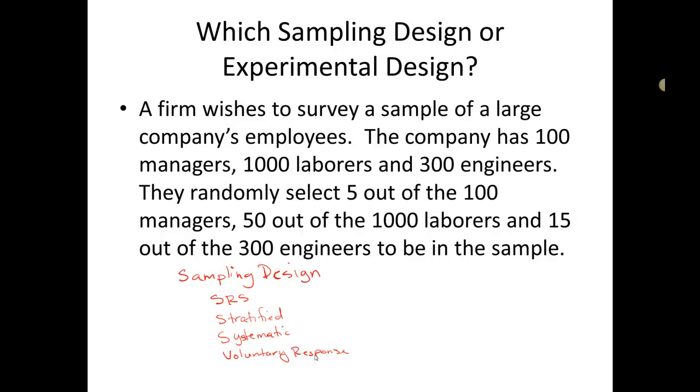All right, back to the problem at hand. In this case, what we have is a stratified random sample, because we first took the population, which was this company. We divided it into groups of like people. So we had the 100 managers, we had the 1,000 laborers, and the 300 engineers. And then we took a sample from each of those groups to form our final sample.